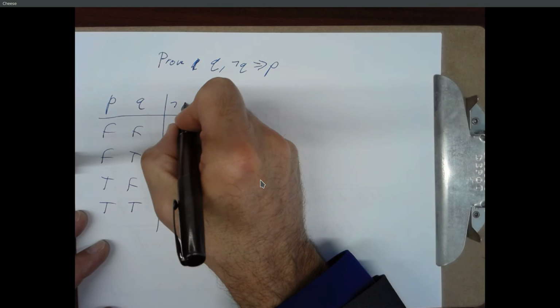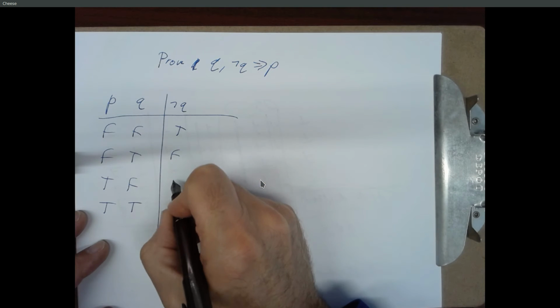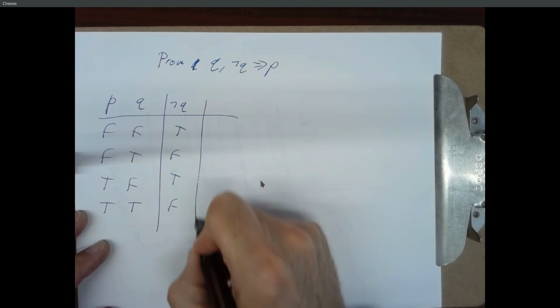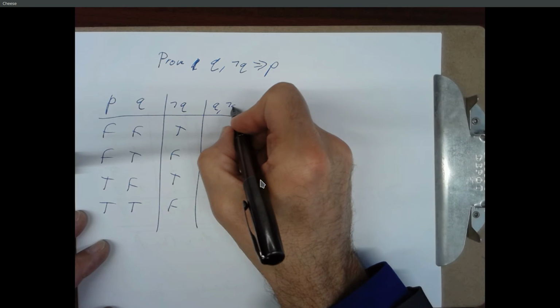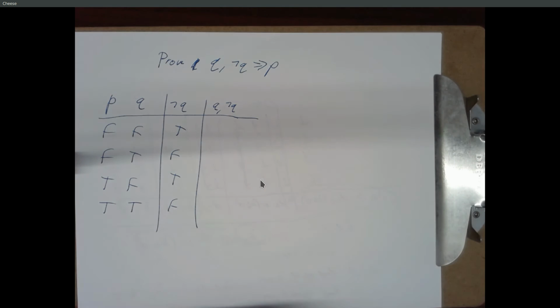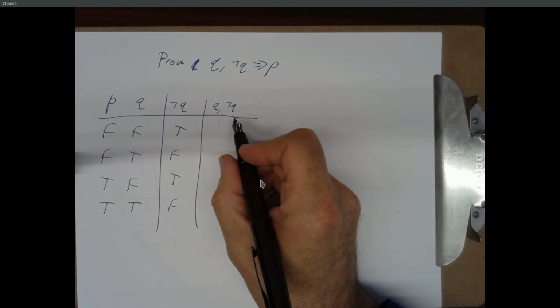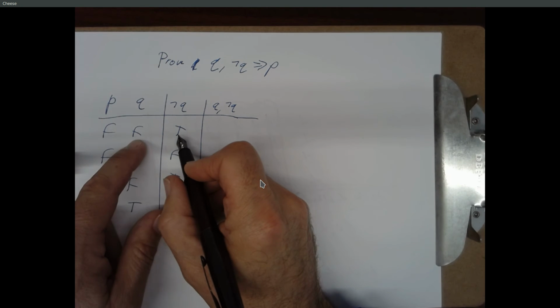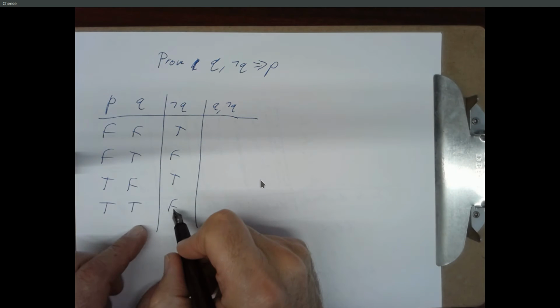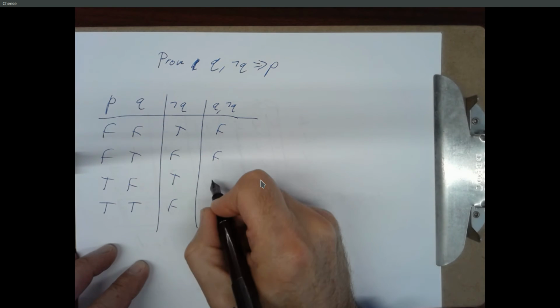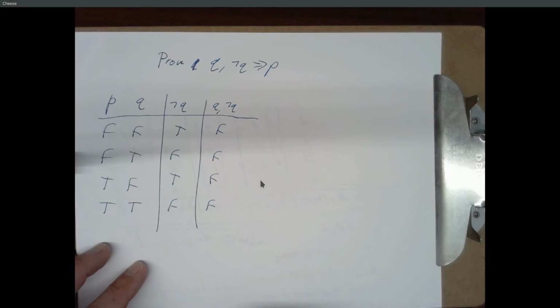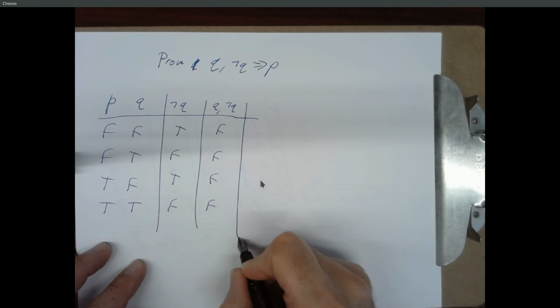And let's make a column for not Q. And then Q, not Q. So this means Q is true and not Q is true. Well, that's false, that's false, that's false, that's false. This is never true. Right, it's false in all cases.